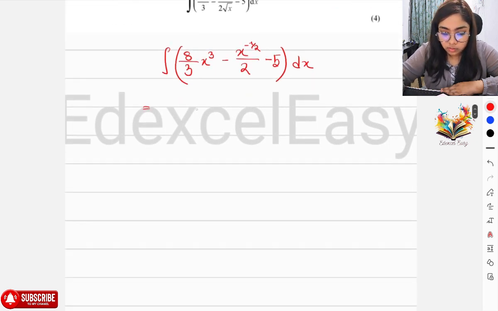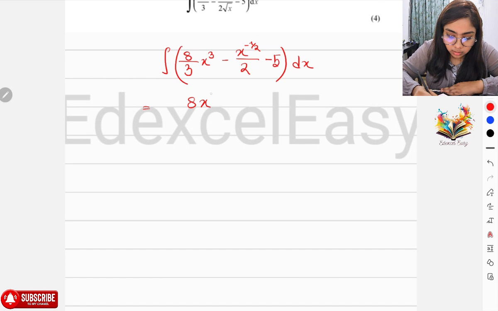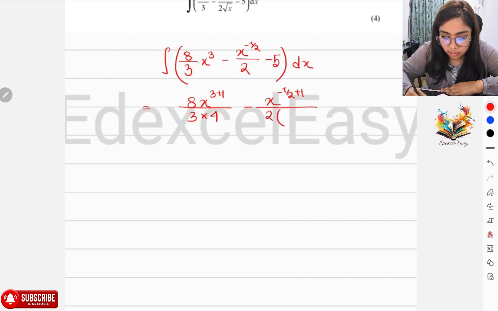After this, we'll move on. 8 over 3, originally it was divided by 3, right? Now it will be multiplied with 4. The denominator will be multiplied with 4 because you have this 3 plus 1 over here. After that, x to the power of negative half plus 1, and then again 2, since negative half plus 1 is positive half, it will be multiplied with half. Remember, we divide with the new power over here. Whatever the power you get after adding 1, we're going to divide every fraction with that power.